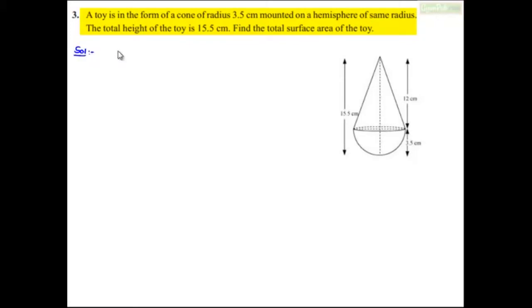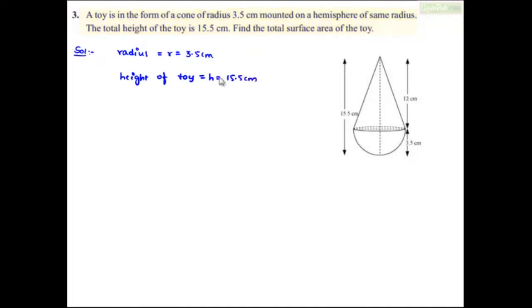Here he has given information that the toy is in the form of a cone of radius mounted on a hemisphere of the same radius. So here the radius of the cone and the hemisphere are given by R, which is equal to 3.5 centimeters, and the total height of the toy is given by H is equal to 15.5 centimeters, let it be capital H.